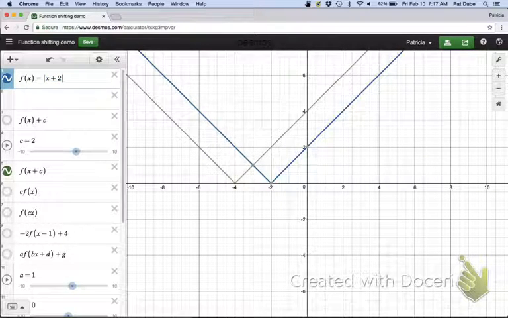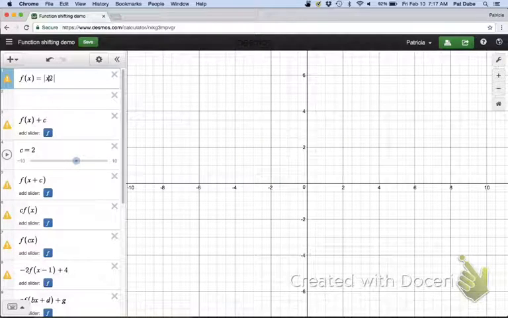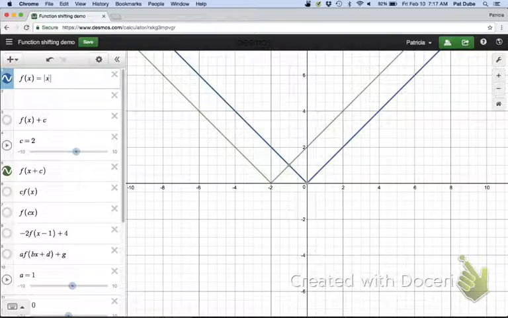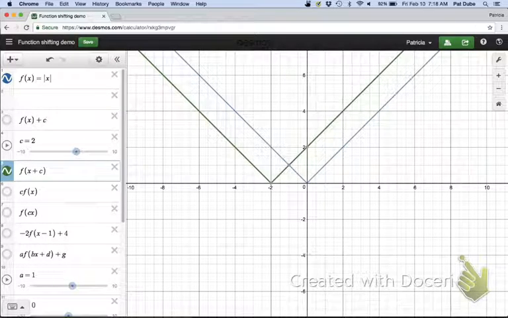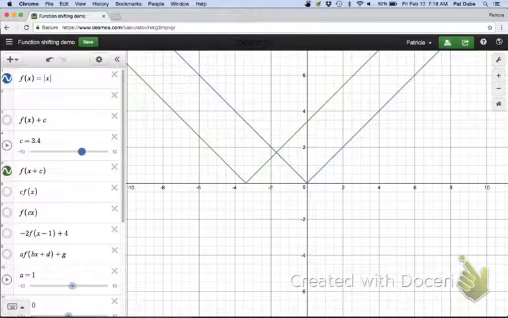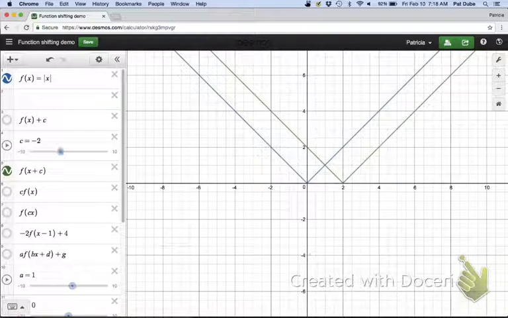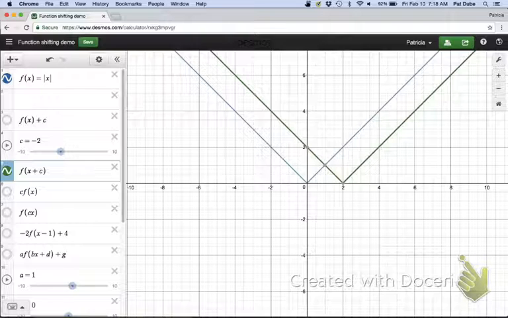If I want to shift 2 to the right, I'm going to take it away from there and go back to my original. So if I want to shift 2 to the right here, when c was positive 2, it shifted to the left, so c needs to be negative 2 to shift to the right. So now my green function is 2 to the right of my blue function, and this would be f of x minus 2, or the absolute value of x minus 2, all inside the absolute value signs.